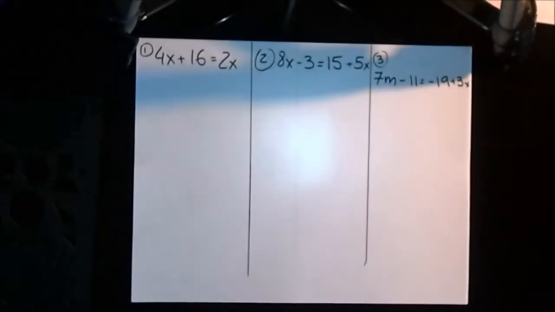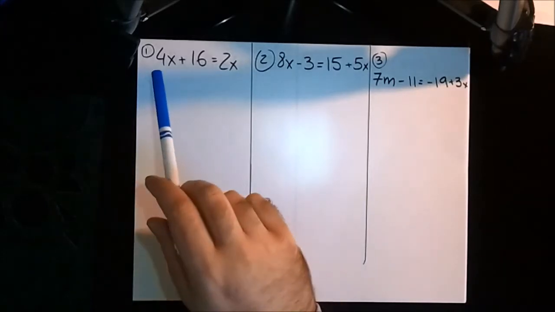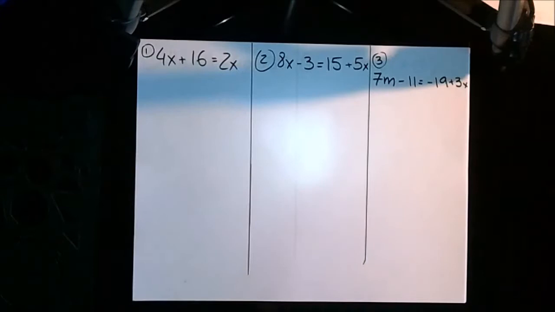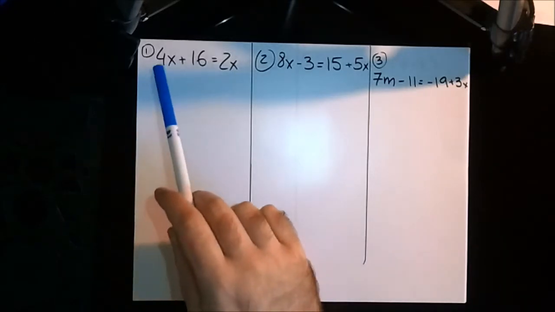Let's get started with number one. In number one, we have the situation where we have the variable on both sides. So I have the variable here, I have the variable here, and I want the variable on just one side of the equation so that way I can isolate it on that side of the equation. So I get to choose which side I want to keep it on, and as I told you before, my preference is to eliminate the variable with a smaller coefficient.